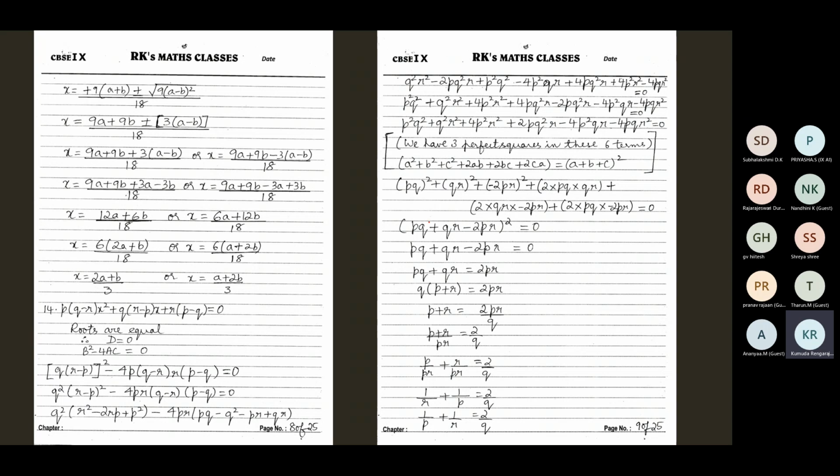So this is of the form a plus b plus c the whole square, where a is pq, b is qr, and c is minus 2pr. Minus 2pr. A square plus b square plus c square plus 2ab plus 2bc plus 2ca is equal to a plus b plus c the whole square, where a is pq, b is qr, and c is minus 2pr.